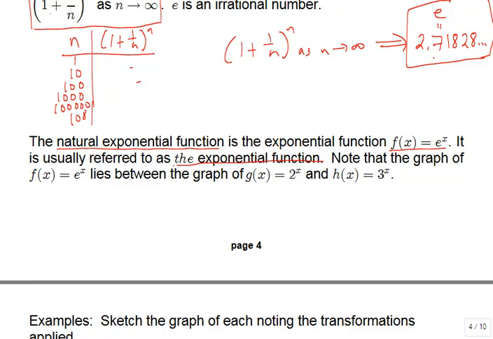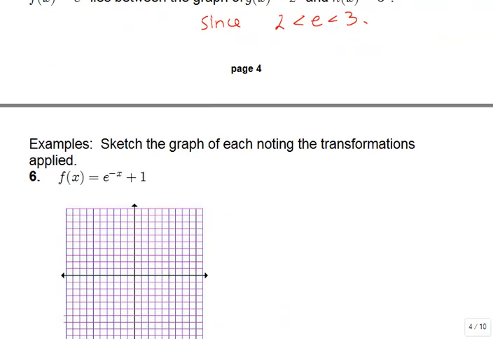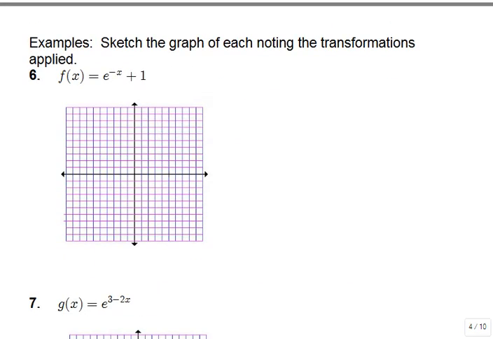Because e is about 2.7, which is between 2 and 3, then the graph of e to the x lies between the graph of 2 to the x and 3 to the x. And that's because e is between 2 and 3. So let's see a couple of graphical examples using this base e. It's not going to be any different than what we were just doing. The only difference is that because e is this yucky decimal, our table values are probably going to be a little messier than they were before when we had nicer bases.